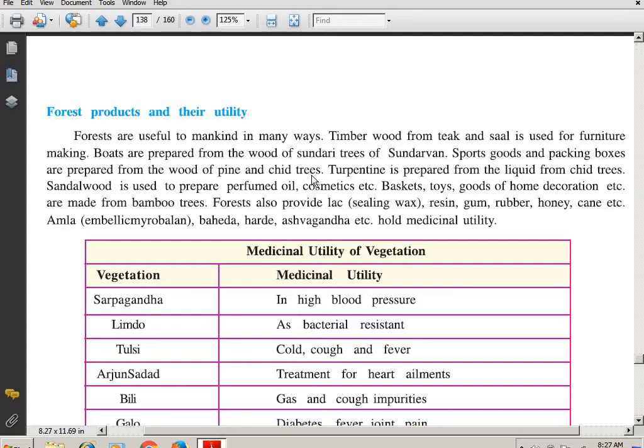Turpentine is prepared from the liquid from cedar trees. Underline turpentine. That has been prepared from the liquid of cedar trees. Make a bracket, underline turpentine.